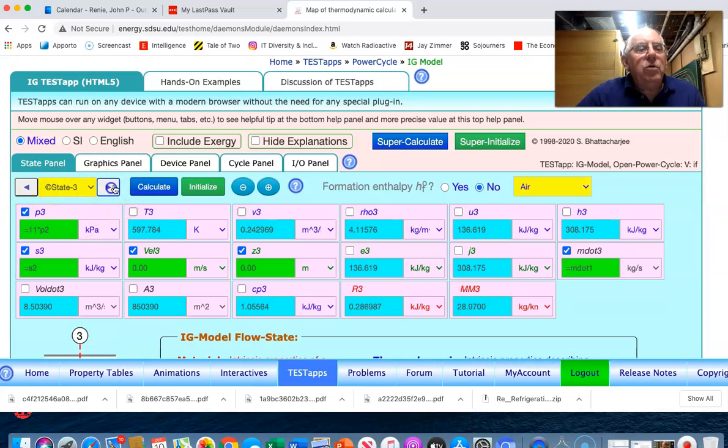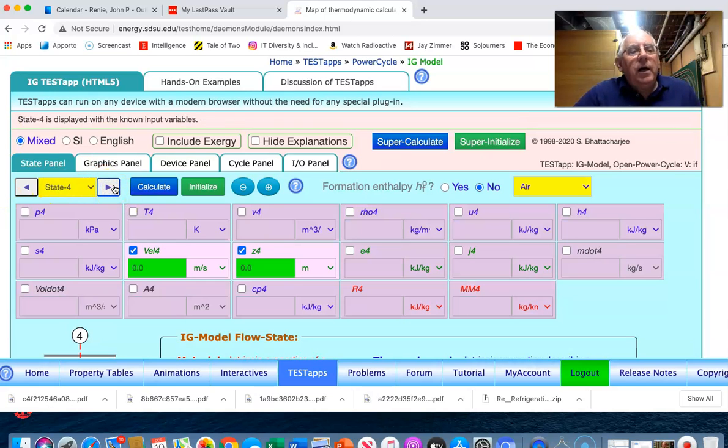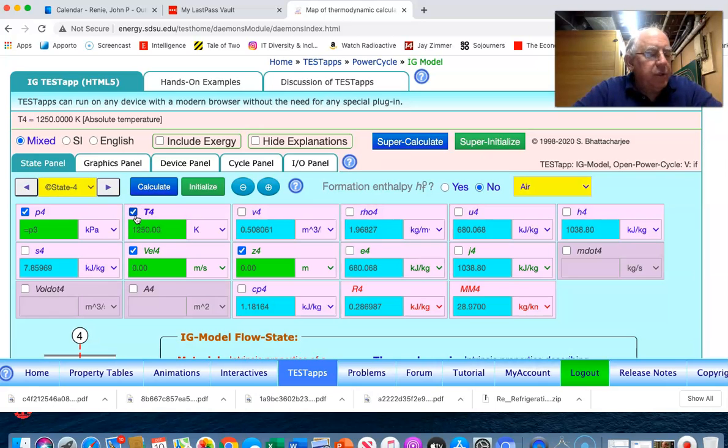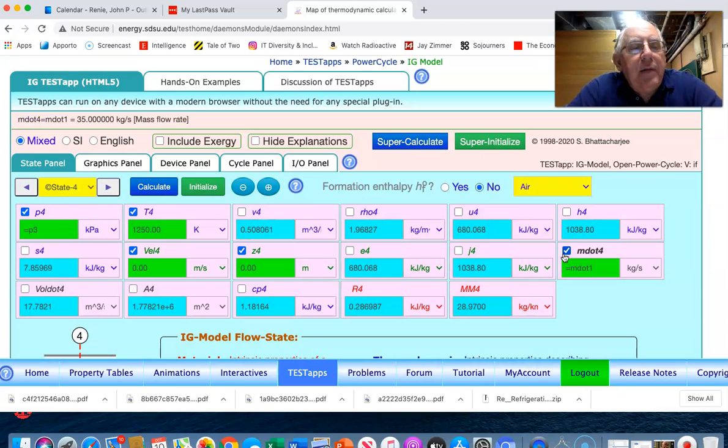We're ready to go to state 4. Now state 4 again is at the same pressure as state 3. We are told in the problem that the temperature prior to the turbine is 1250 Kelvin. Again, that's in the problem. And we also know the m dot, which is m dot 1. So now we know the conditions coming out of the combustion chamber.